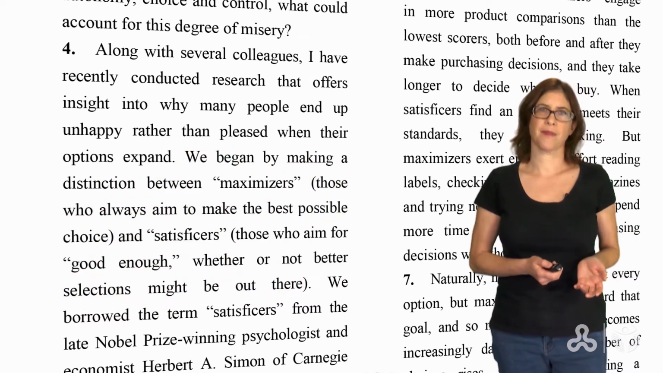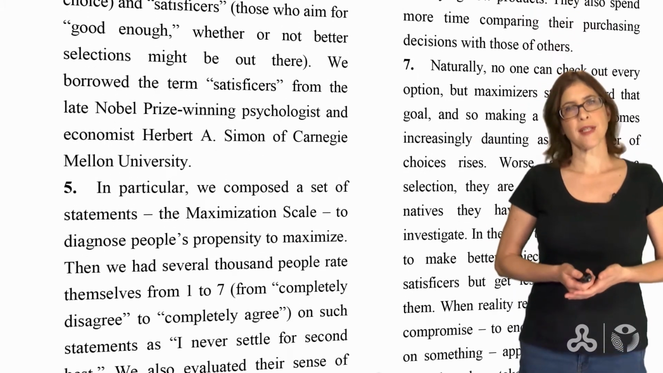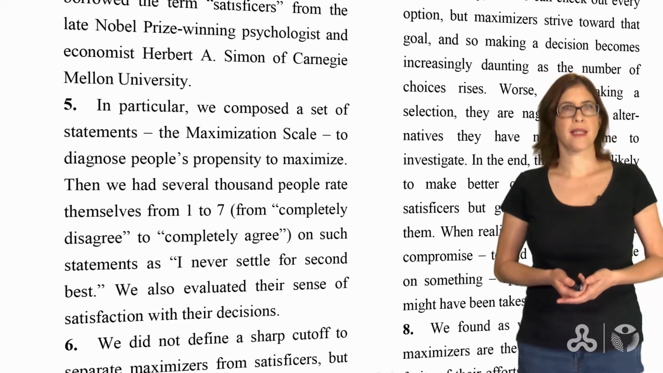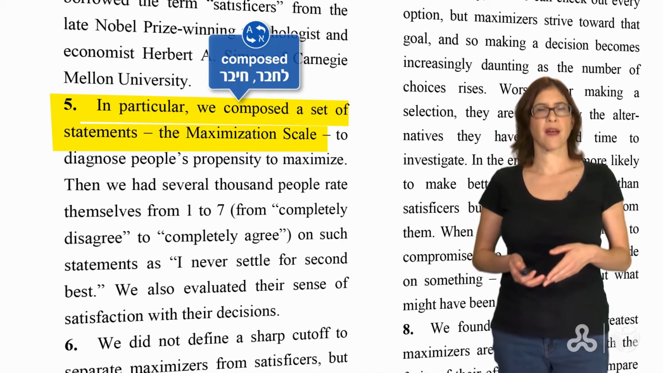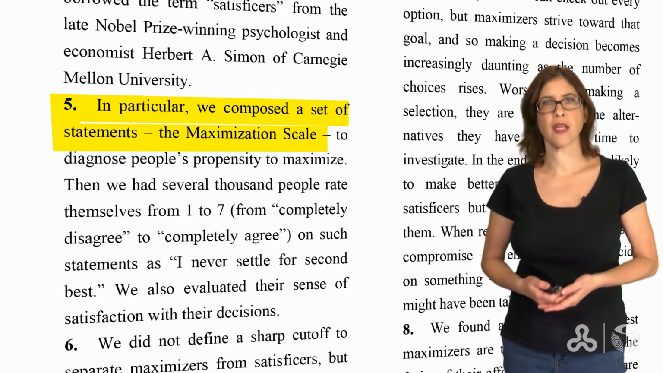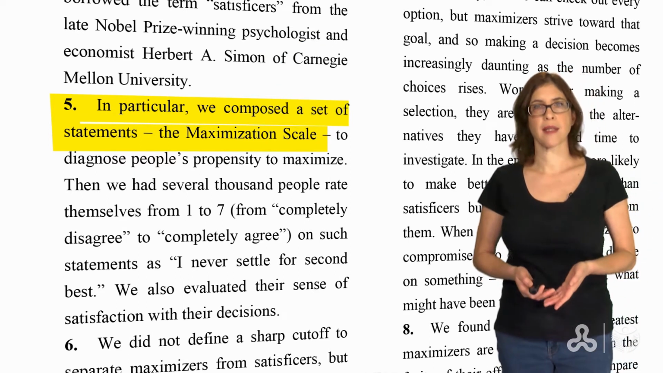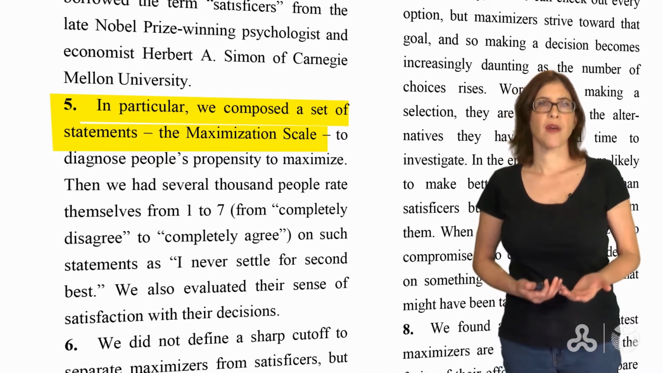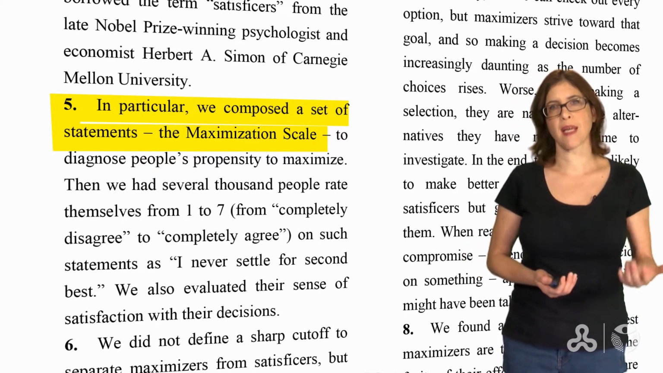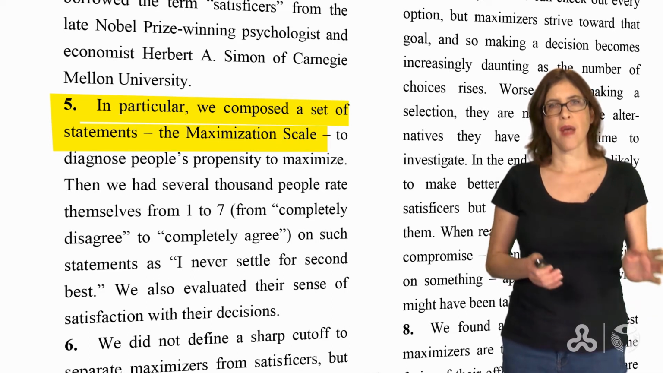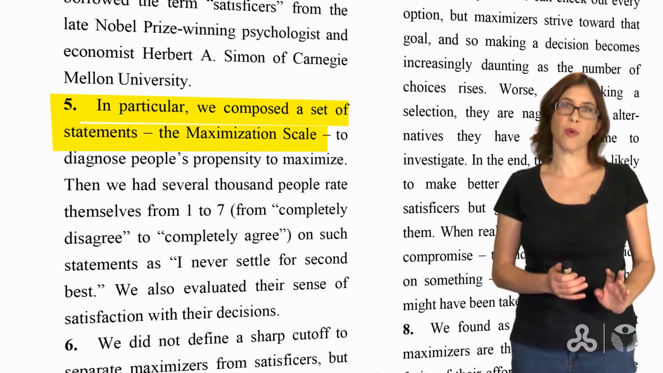בואו נמשיך. Let's continue with paragraph 5. The first sentence is paragraph 5 begins this way. In particular, we composed a set of statements, the maximization scale. המחבר חיבר לצורך המחקר סדרה של הצהרות וארגן אותם על פני סקאלה שלה הוא קורא the maximization scale. This is the instrument. זה כלי המדידה שהשתמשו בו במחקר.